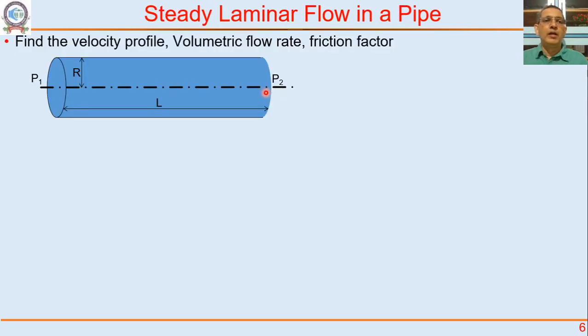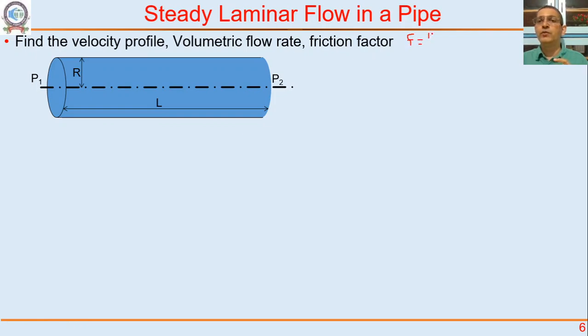Let's think about Newtonian flow through a pipe at steady state. What I want you to do is find the velocity profile. What is the volumetric flow rate? Find the friction factor. Remember when we were doing Bernoulli equation, when we had laminar flow, what did we do? We said friction factor is 16 by Re. Where did we get that from? We got that from the friction factor versus Reynolds number chart, Moody chart if you like, right?